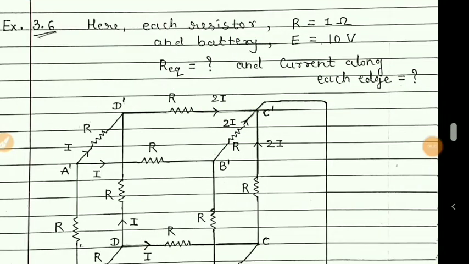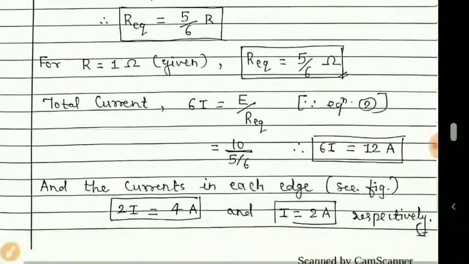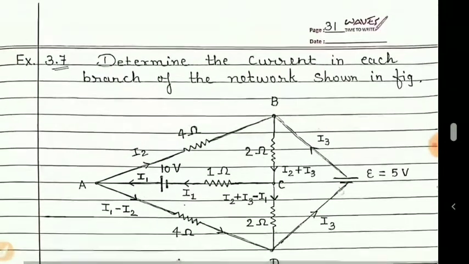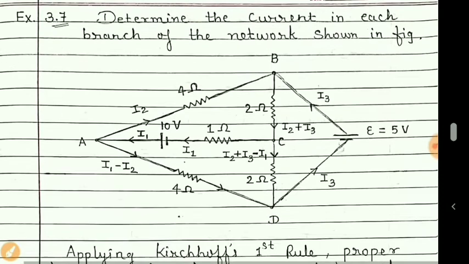Hello students, in our last lecture we have done till example number 3.6, that is a cubical network. Now today we are going to start with example number 3.7. Once again we have to apply the Kirchhoff rules to solve this type of network.